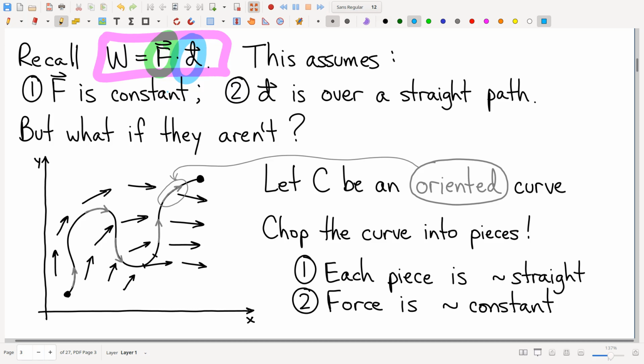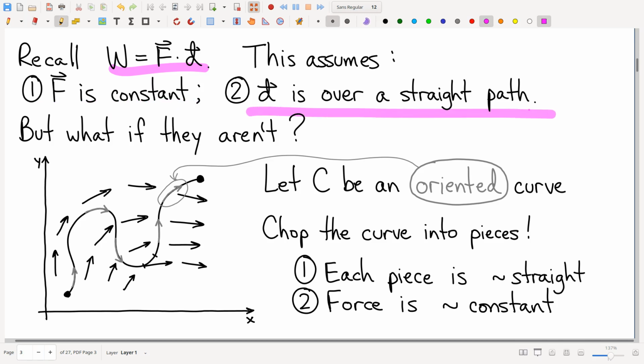Okay, that said, there is still a weakness in this formula. This assumes that F is constant over your whole displacement. Sadly, not true in general. It also assumes that you're moving along a straight line path, which again, tragically, also not true in general.